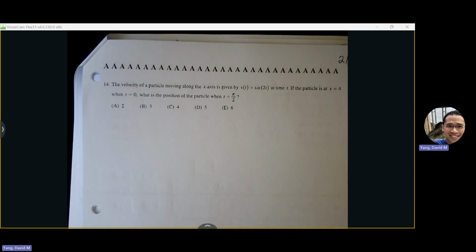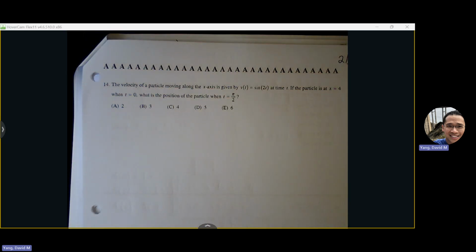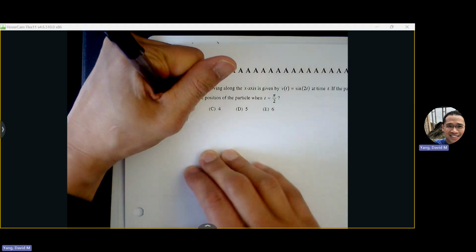Okay, 14. Velocity of a particle moving along the x-axis is given by v of t. If the particle is at x equals 4, what's the position when t equals pi over 2? So anytime we have particle motion, you're given velocity, you're given an anchor point. We're going to go through that final equals initial plus displacement.